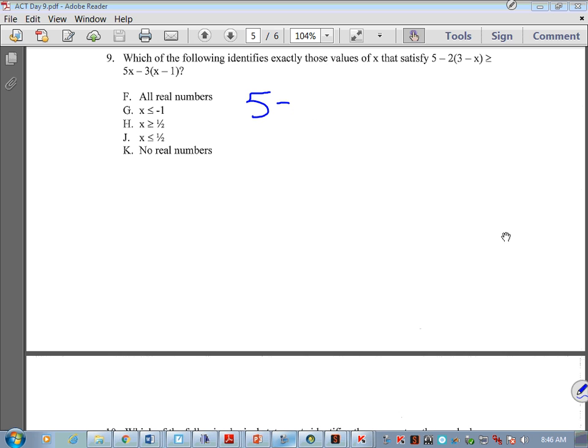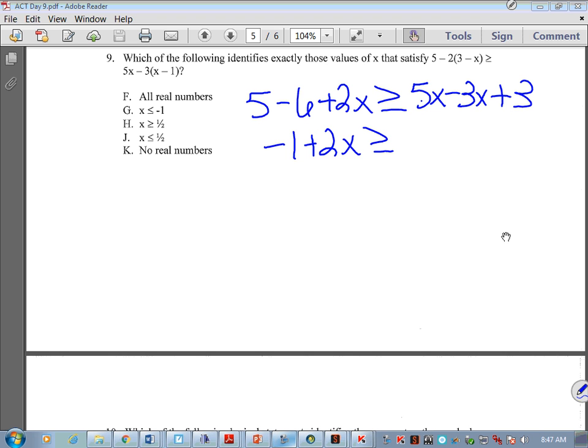If we're going to distribute, let's do it. Negative 2 times 3 is negative 6. And I should get positive 2x is greater than or equal to, and we can do the same thing over here, 5x minus 3x plus 3. Make sure I didn't miss anything in there. We can simplify the left-hand side. With 5 minus 6, we get negative 1 plus 2x is greater than or equal to 2x plus 3.